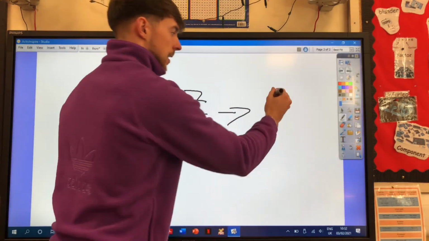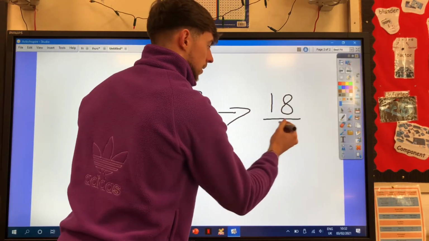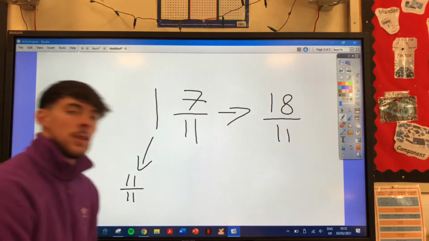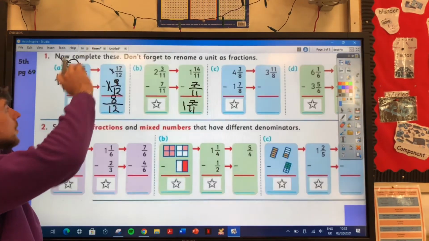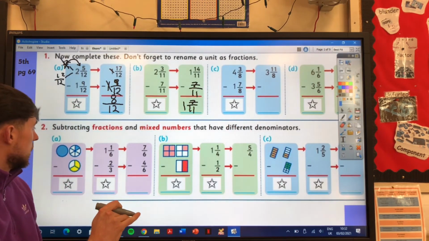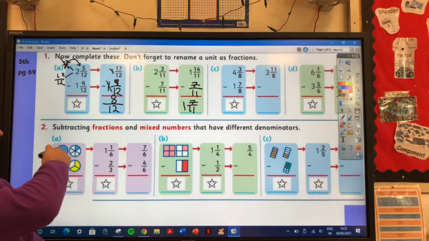We will get 18 over 11, right? Okay, so we should all get that. That's fairly simple, right? So do all those questions and we go on to 2 here.